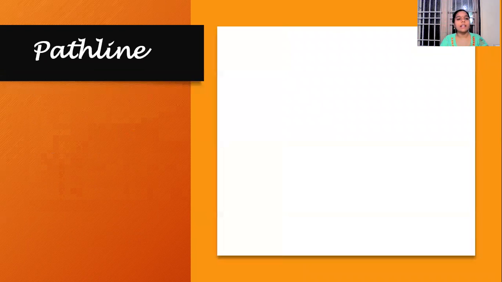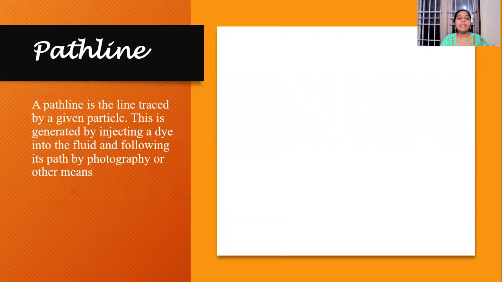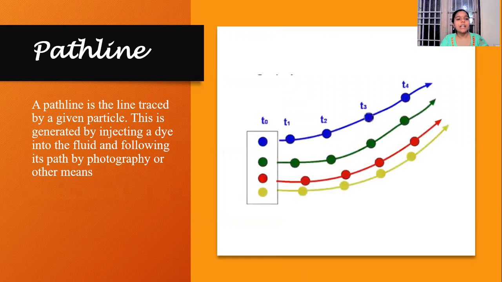First one is a path line. What is a path line? A path line is a line traced by a given particle. This is generated by injecting a dye into a fluid, and the following path is produced by photography or other means. This is an example of a path line. Here different colored paths are produced individually from a particular particle. So this is how the path line is represented in the vector field.